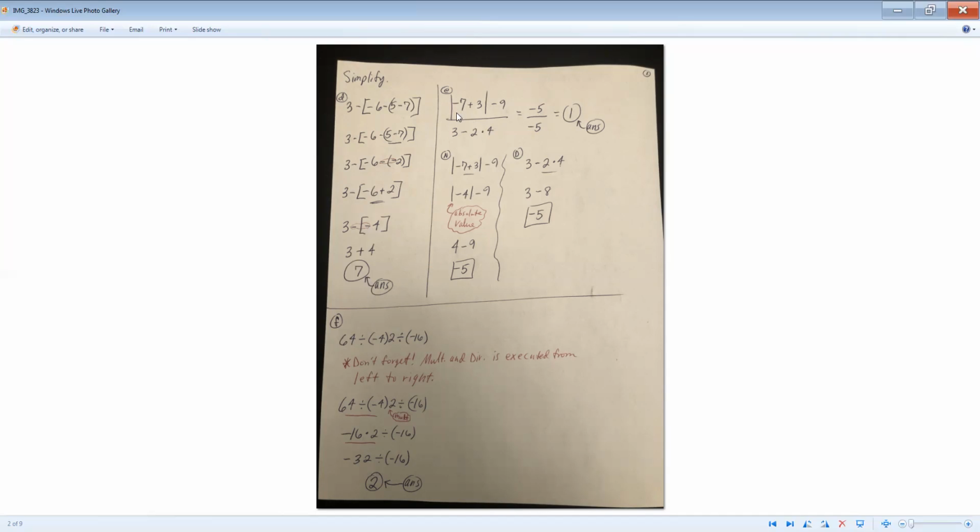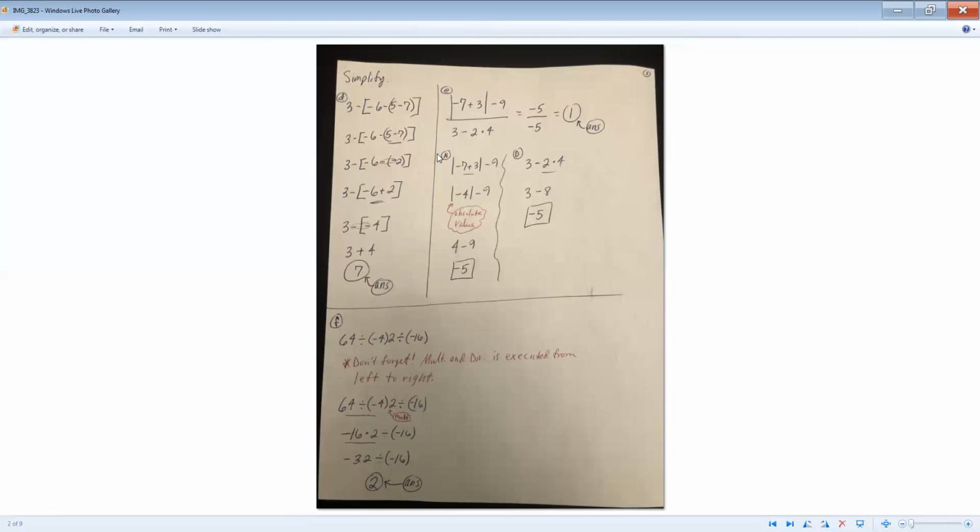Next one, we have the absolute value. These are absolute value symbols. They're not brackets. The brackets have these pieces that come in to encase. There you go. Encase the problem. Absolute values just have straight lines. So we have absolute value of -7 plus 3 minus 9 over 3 minus 2 times 4.